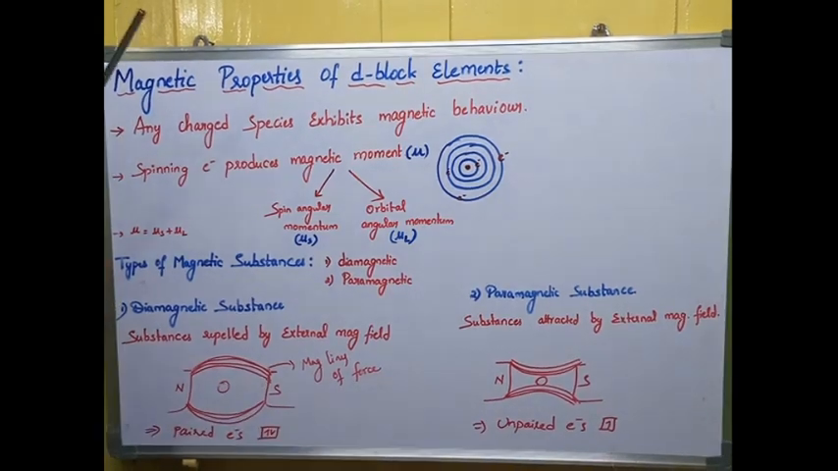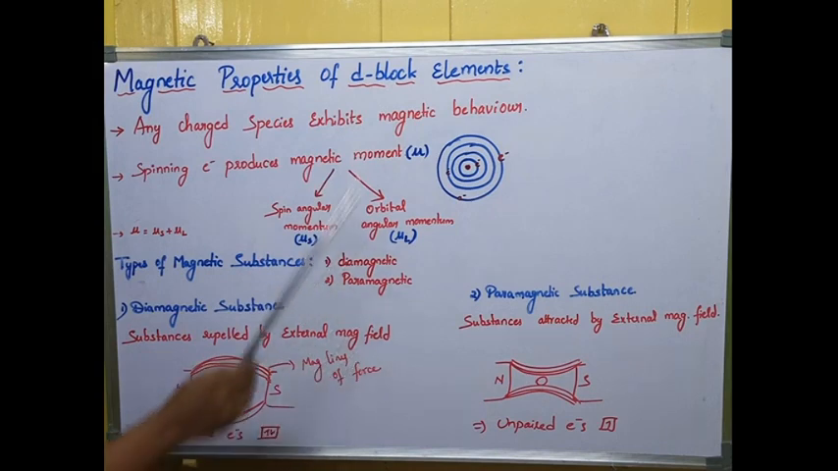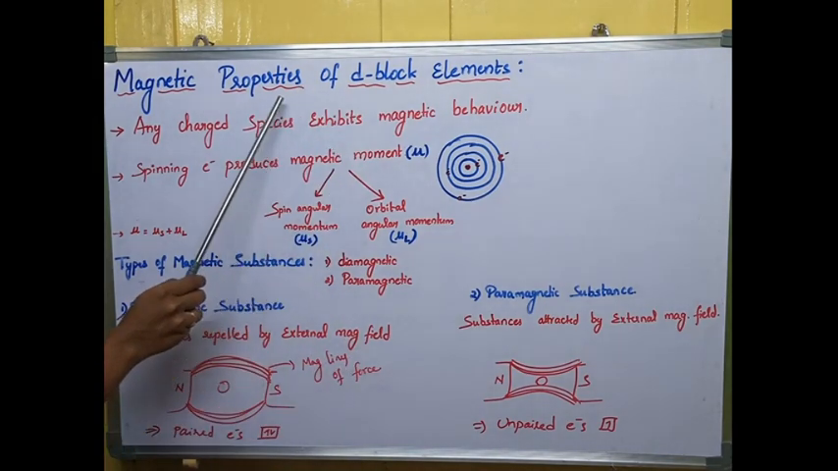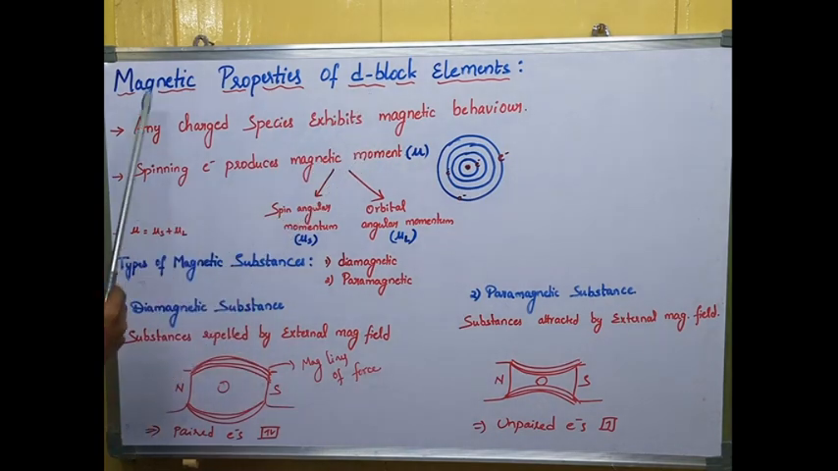Hello students, today I'll explain about magnetic properties of d block elements. We have already discussed electronic configuration and oxidation properties. So the third property is the magnetic properties.